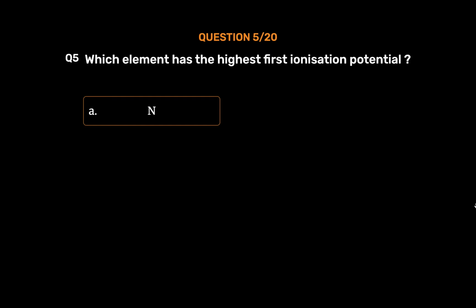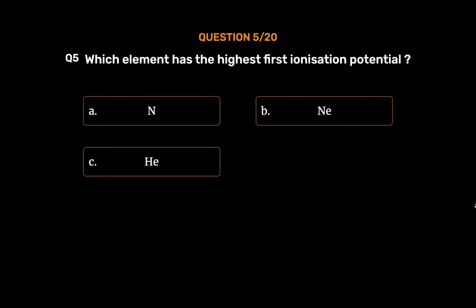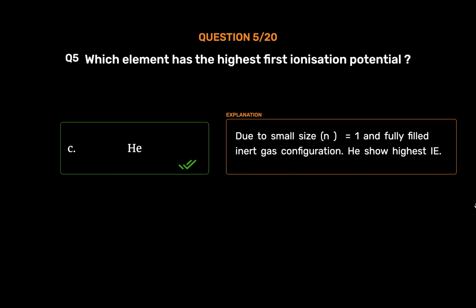Question number 5. Which element has the highest first ionization potential? Option A. N. Option B. Ne. Option C. He. Option D. H. The correct answer is Option C. He. Due to small size, n equals 1 and fully filled inert gas configuration, He shows the highest ionization potential.